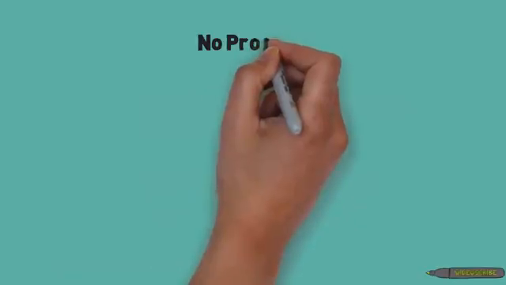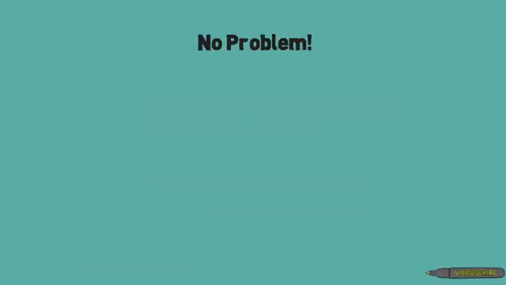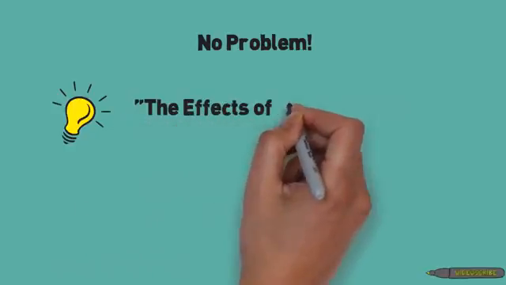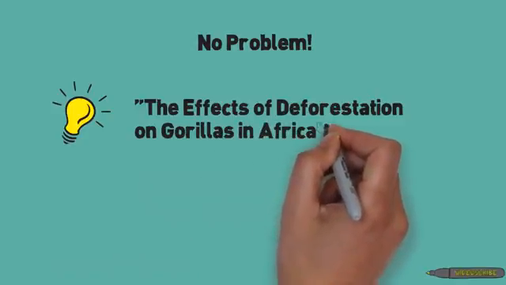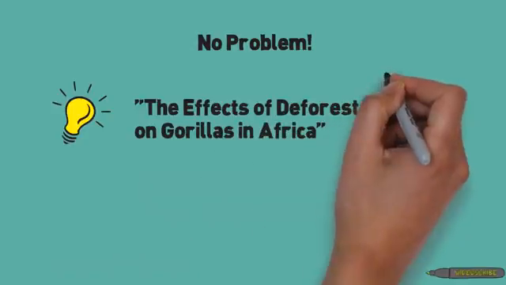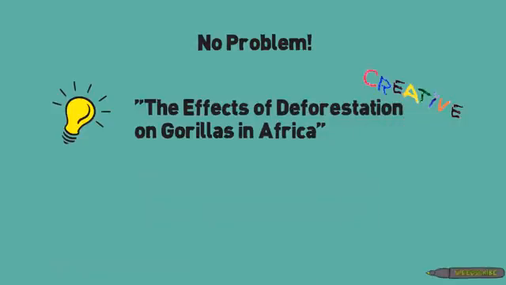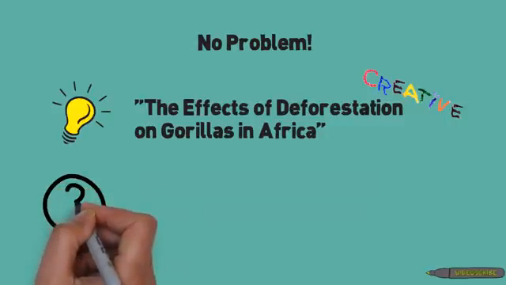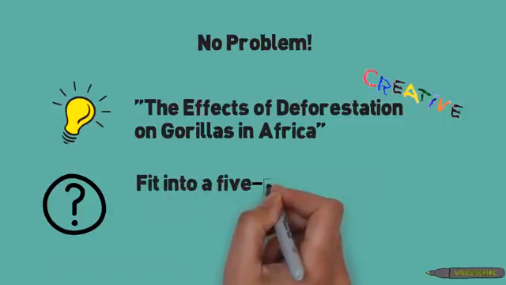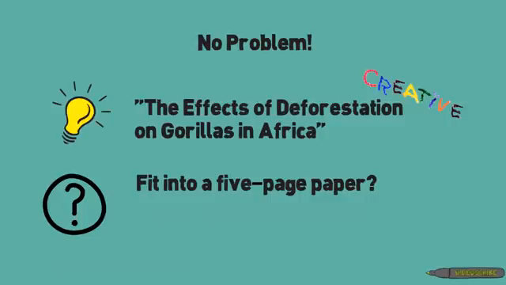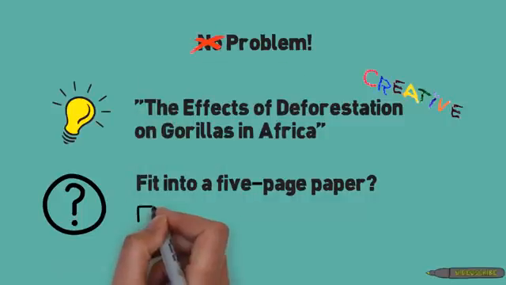Well, you say, that's no problem. I know exactly what to write about. I saw a show the other day on TV, and it talked about the effects of deforestation on gorillas in Africa. I think that's a great topic. I know it interests me, and it's creative. So, let's write about it. Well, not so fast. Remember, your paper is only supposed to be 5 pages. How are you going to fit that topic into a 5-page paper? That's going to be difficult.